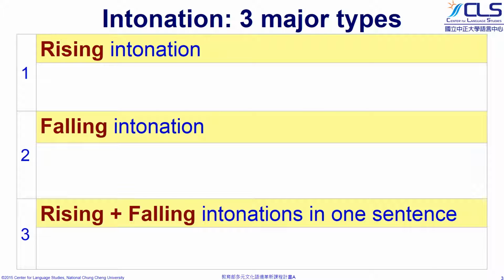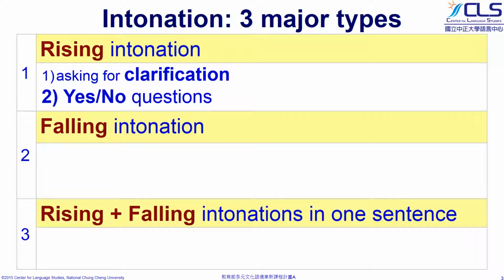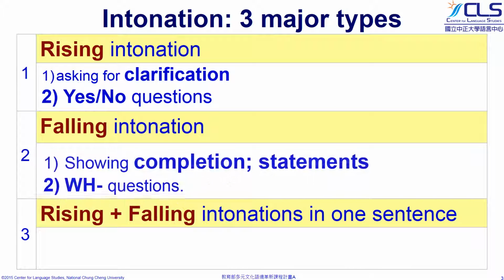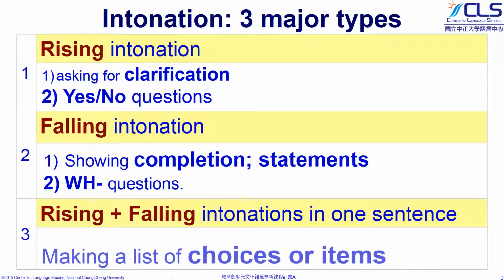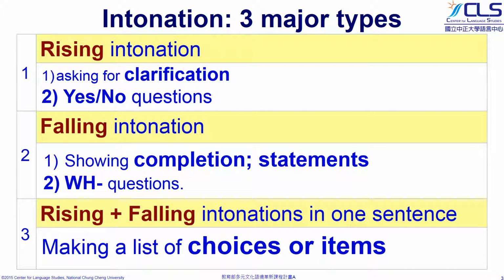We're going to discuss three major types of intonation in this lesson. They are 1. Rising intonation, 2. Falling intonation, and 3. Rising and falling intonation. When speakers are asking for clarification or using yes/no questions, rising intonation will be used. When speakers are showing completion or statements or using WH questions, falling intonation will be used. But when speakers are making a list of choices or items, rising and falling intonations will be put together in one sentence.